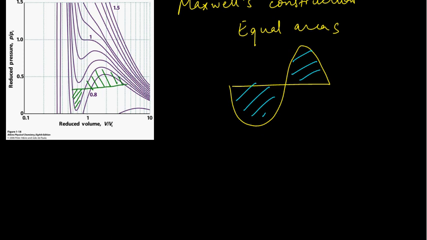Okay, so Maxwell's construction is something that you really don't have to understand too much, but it's just a procedure which you need to do. No, not much. What you get is how to correct the Van der Waals equation in explaining the isotherm. There's nothing more to it, really.